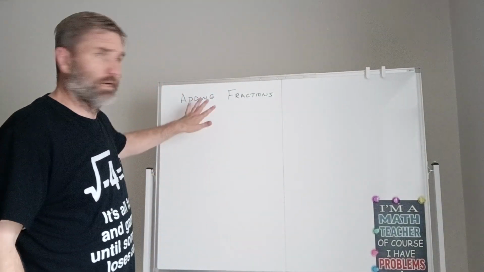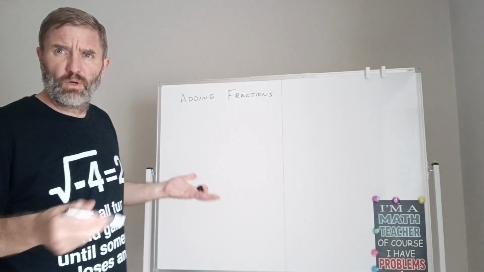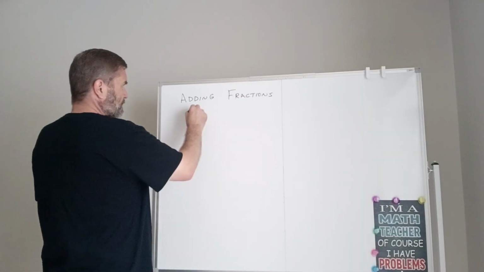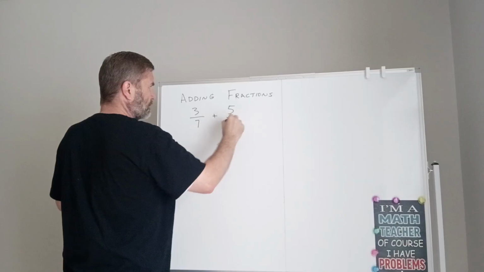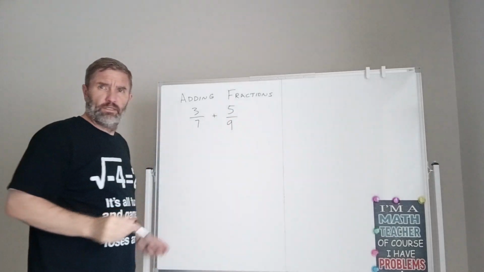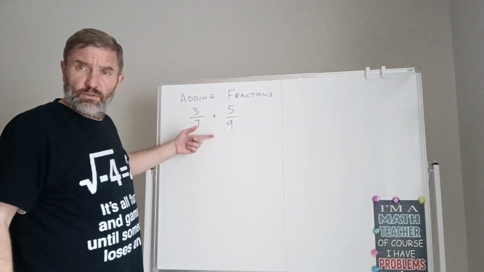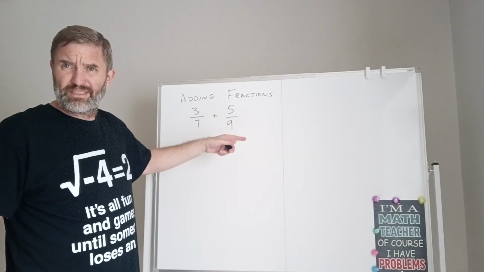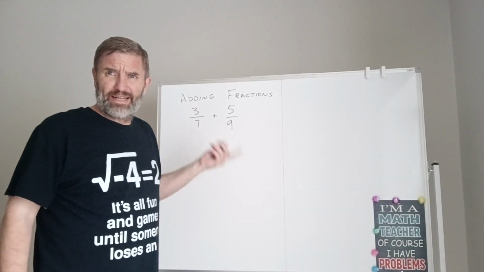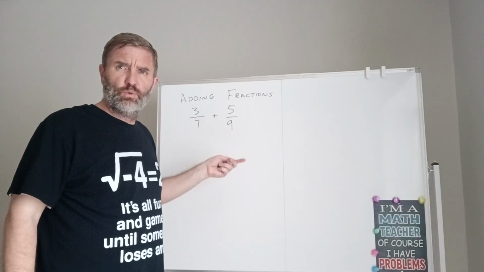Today we're going to go over adding fractions. So let's just throw some crazy fraction out here. 3 over 7 plus, say, 5 over 9. Now, a lot of students, when they add these, they just add 3 plus 5. They just add 7 plus 9. Unfortunately, that doesn't work. That's not how we do it.